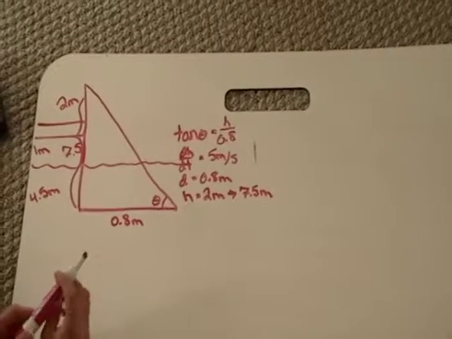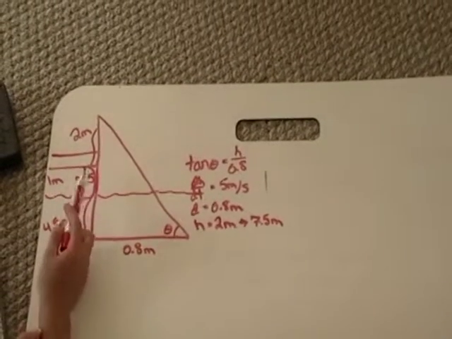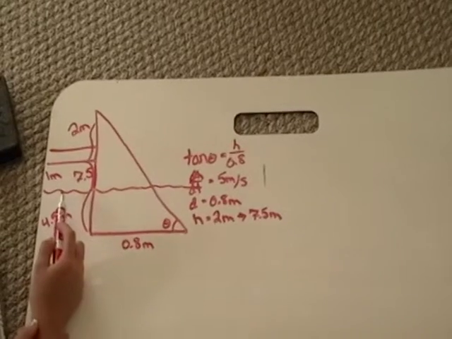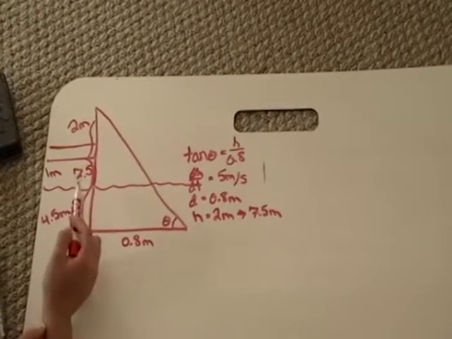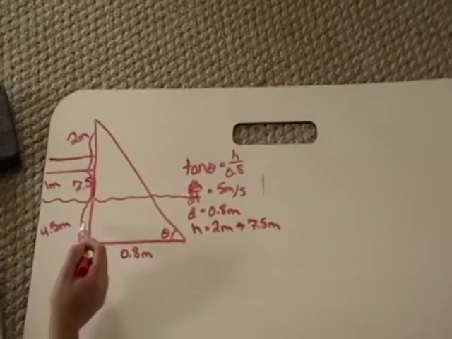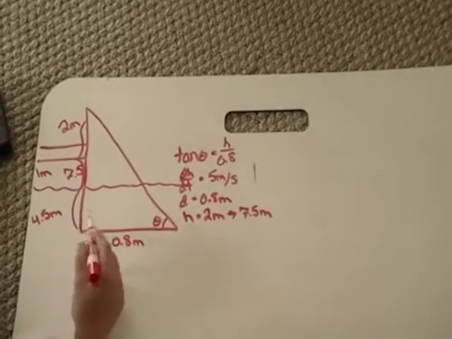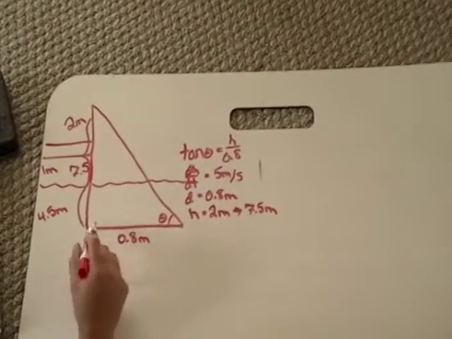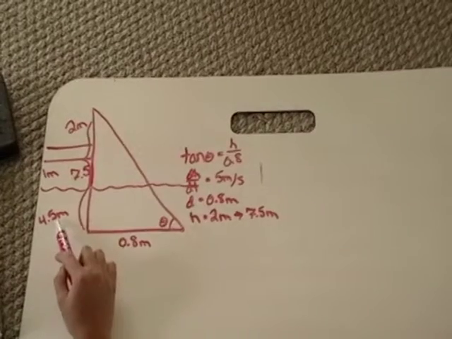So the first thing I did was draw a picture. I set it up so that the diving board was 1 meter above the surface of the water, and then I knew that the pool was 4.5 meters deep. So I wrote from the base of the triangle to the surface of the water is 4.5 meters.